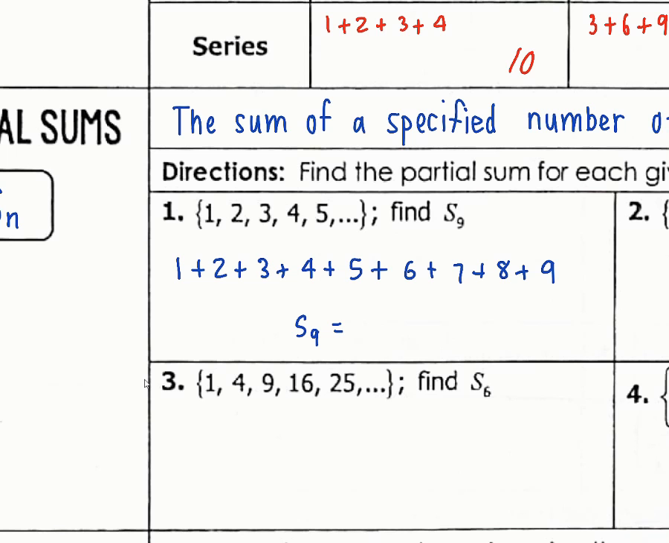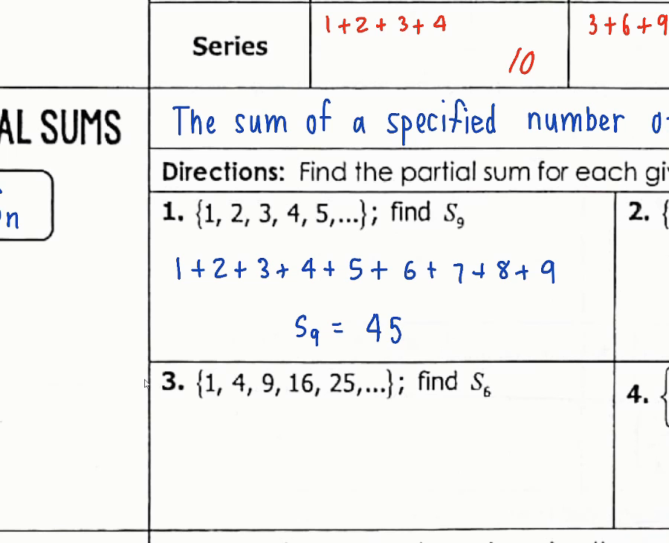21 plus 7. 28 plus 8. 36 plus 9. So the sum of this sequence through the ninth term equals 45. Any questions with that? Does that make sense?